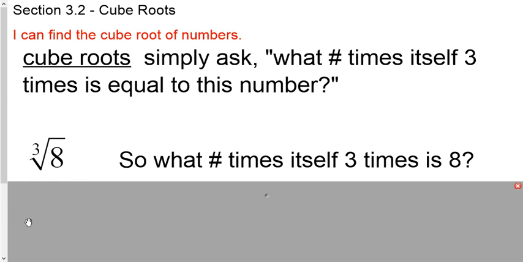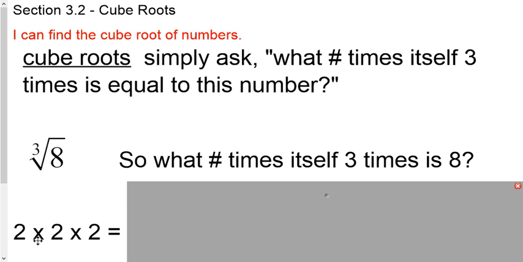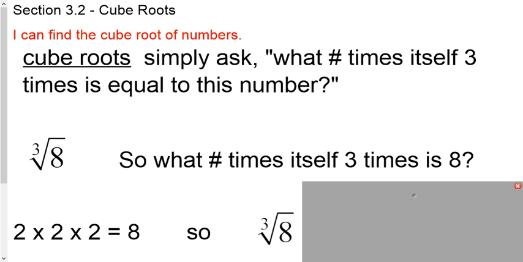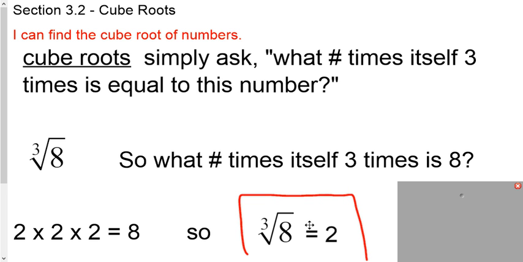Well, 0 times 0 times 0 is 0. 1 times 1 times 1 is 1. But 2 times 2 times 2, let's work that out. 2 times 2 is 4, and 4 times 2 is 8. So the cube root of 8 is a number that has to multiply itself 3 times, 2. So 2 is our answer. Okay, and let's just go ahead and box that in and make it stand out in our notes.